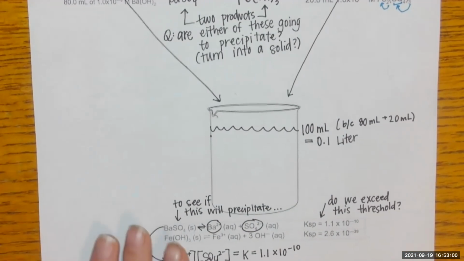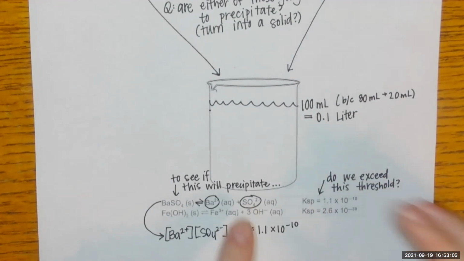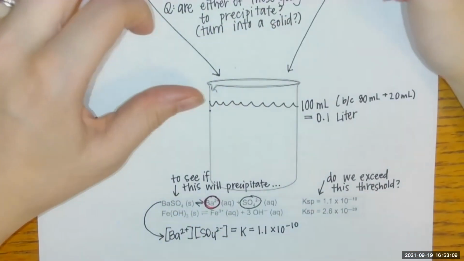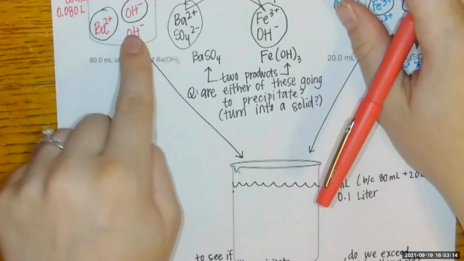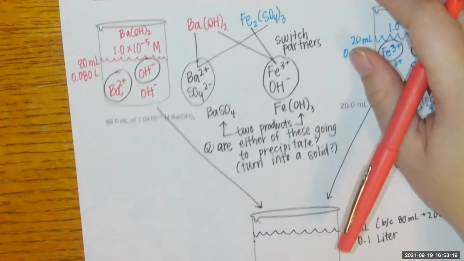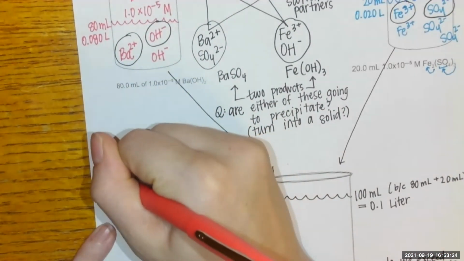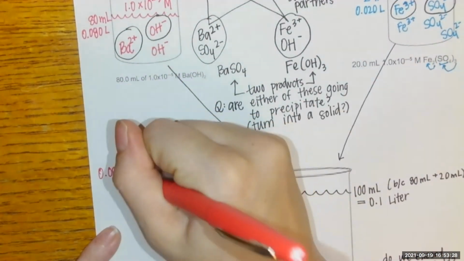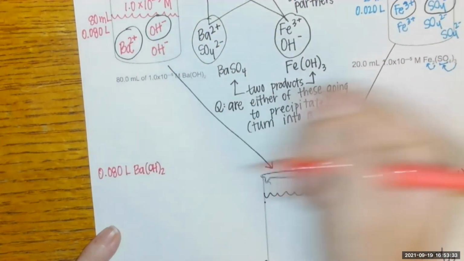But what we're trying to look at is, does the barium sulfate exceed this threshold? Where is the barium coming from in this thing? The barium is coming from this beaker up here. What do we know about this beaker up here? We knew that there was this many liters of the barium hydroxide.